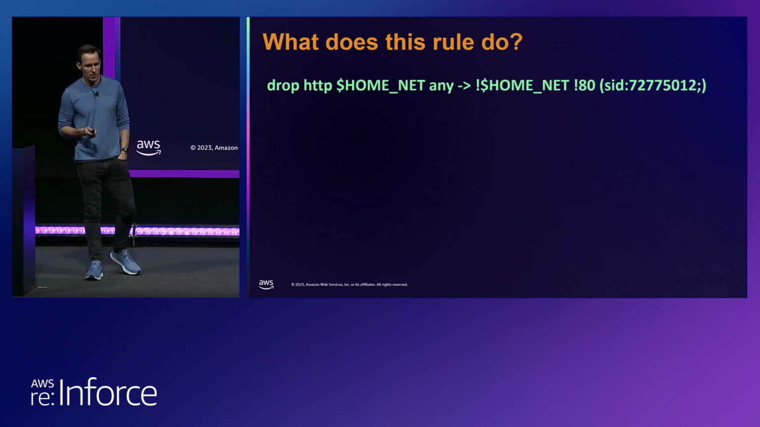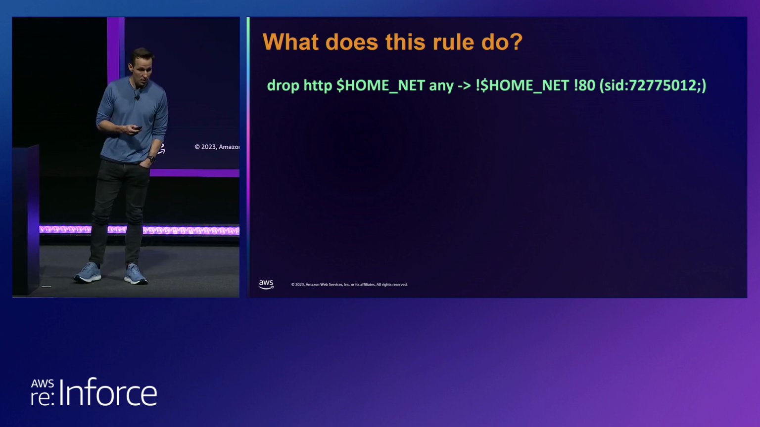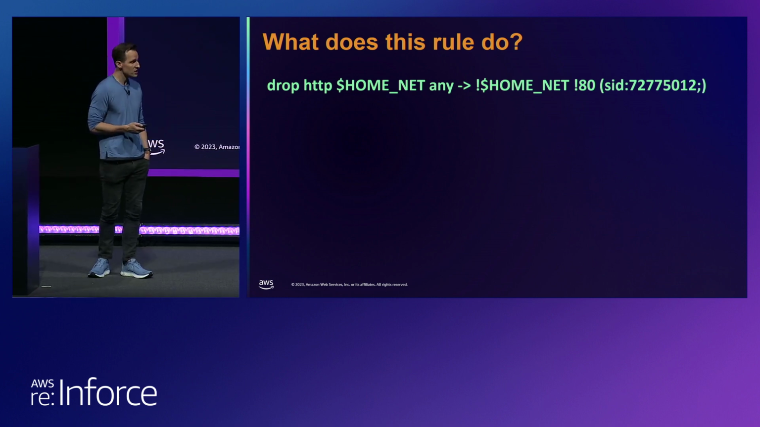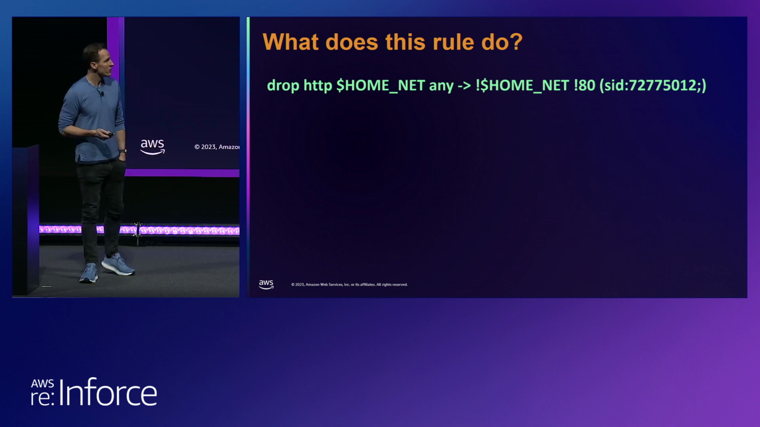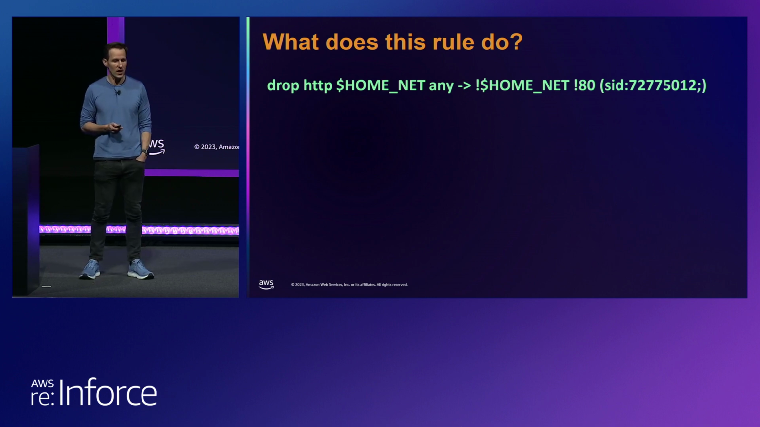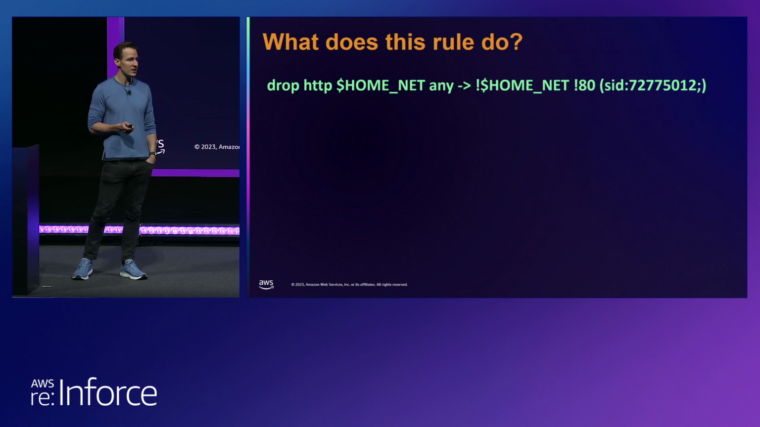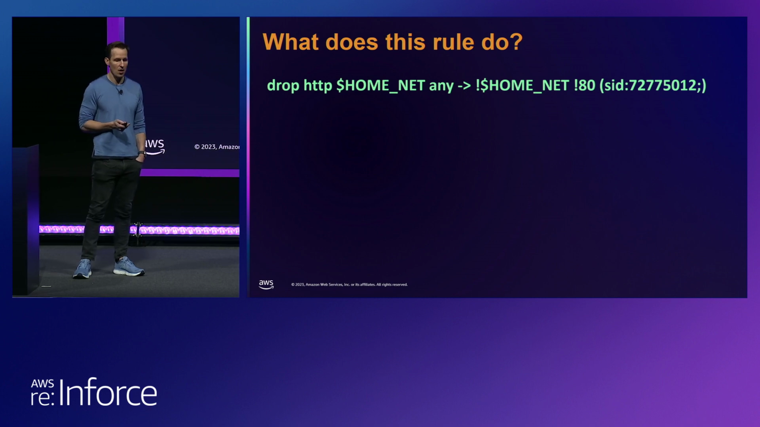So I'll give you just a moment to look at this and try and figure out what it does. Hopefully, after all our education here, you can figure out what this rule is doing. So we have our first drop rule, and it's specifically matching against HTTP traffic. And again, it's going to match that from any source port. But if we look at the destination port, it's only matching on anything that's not on port 80.